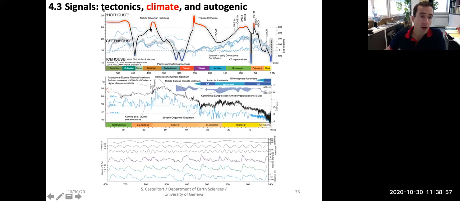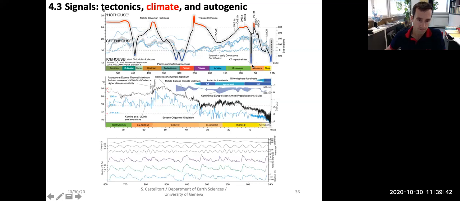Anyway, let's take it at face value and look at it for what it is. It seems that climate, global temperature at least, has been oscillating between states of hothouse, which is above 24 degrees, greenhouse temperate, like where we are kind of now, and icehouse, which is glacial periods. There is a glacial period here, sometimes in the end Ordovician. Also a big one here, end of the Carboniferous, beginning of the Permian.